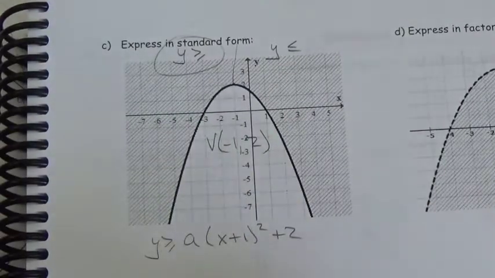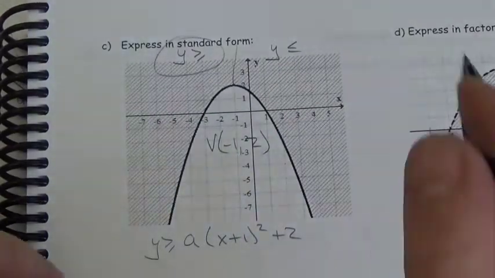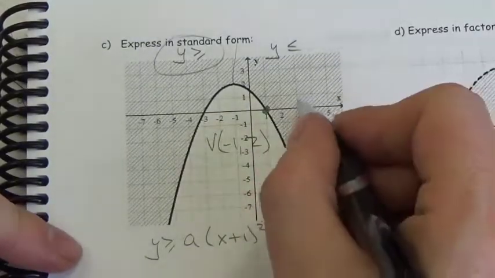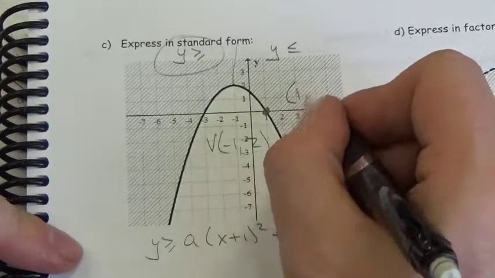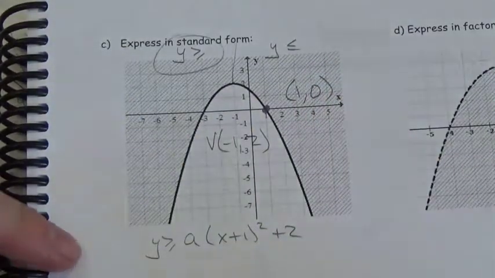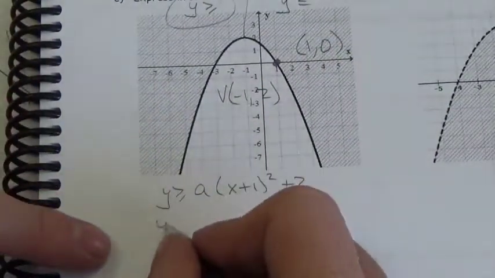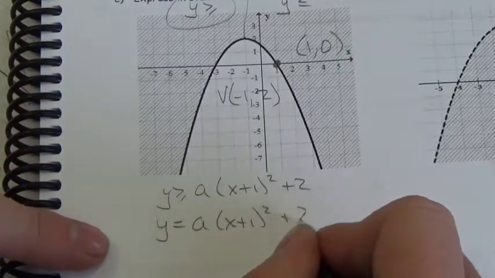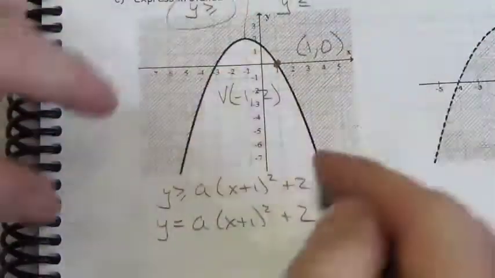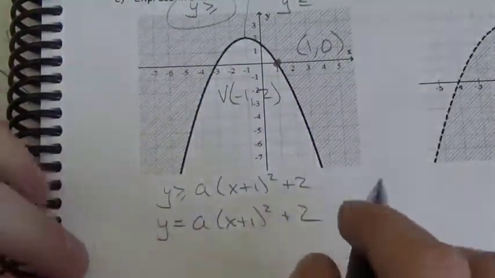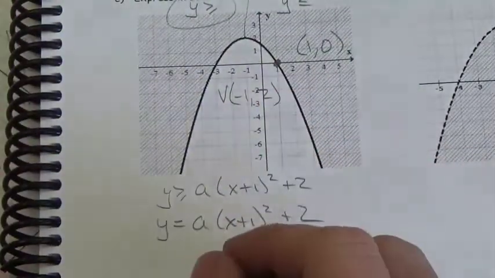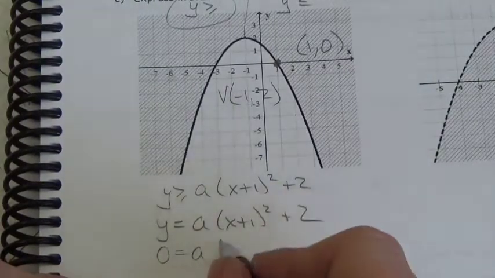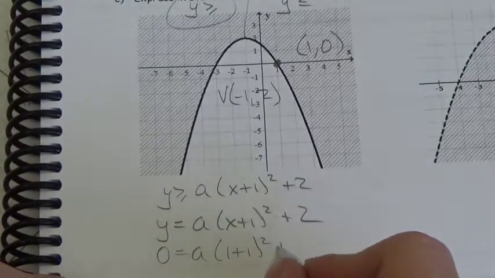Now, I got to pick a point that it goes through that I can use to substitute in, and let's just choose that x-intercept there. So I've got this x-intercept here, 1, 0. Now I'm going to focus just on the parabola, not the region. That's why I'm dropping the inequality, just the parabola. And I'll plug in that x-intercept there. So 0 is equal to a times 1 plus 1 squared plus 2.